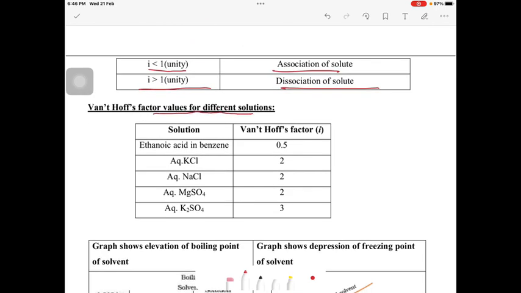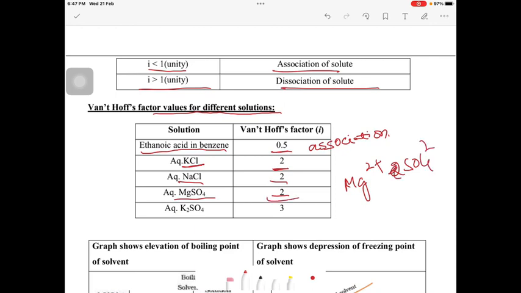Van't Hoff factor values for different solutions: for KCl, 2. For ethanoic acid in benzene, 0.5, which is less than 1, so association takes place. Aqueous NaCl, 2. MgSO4, 3? Why? Because MgSO4 gives Mg2+ and SO4 2-. K2SO4 has Van't Hoff factor 3 because it gives 2K+ and 1 SO4 2-.